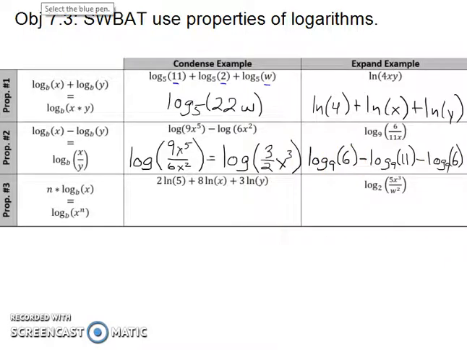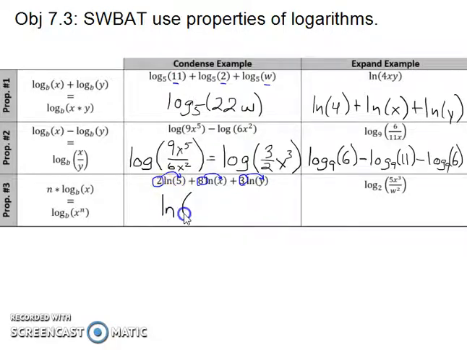Finally, we get to the coefficient to exponent one. So this one, honestly, you'll notice the example also is going to use some of the other properties, and they usually do. So what this says is that when you have a coefficient, it can be written as an exponent of what's inside. So this is going to end up being 5 squared. It'll be 25. This 8 is going to become x to the 8th, and that 3 is going to become y to the 3rd. Then, since these are all added together, we can combine them all into the same log.